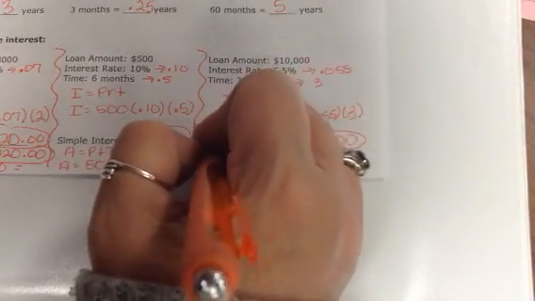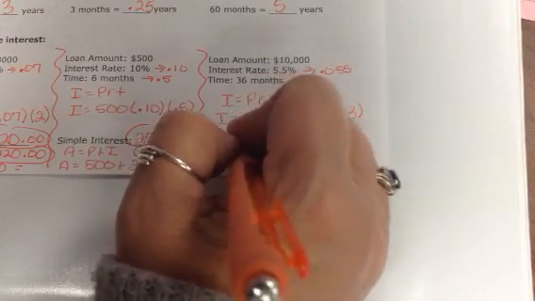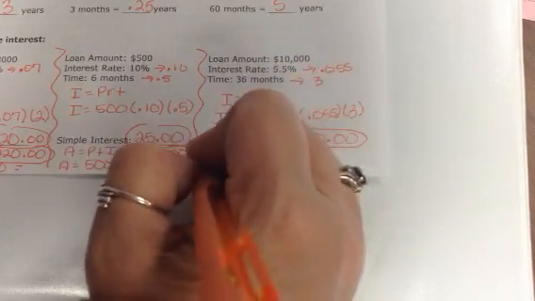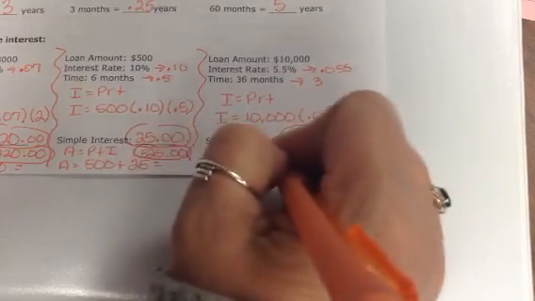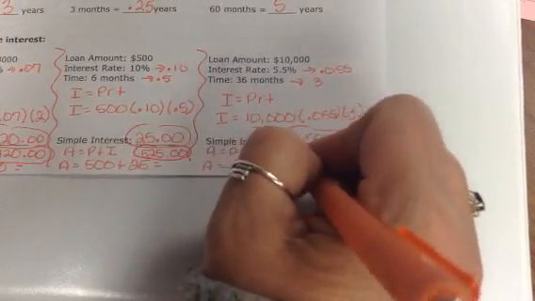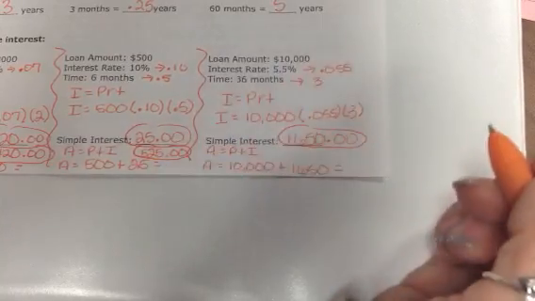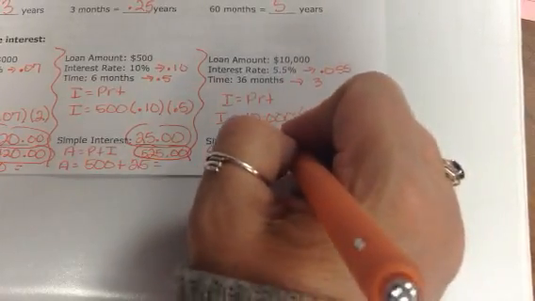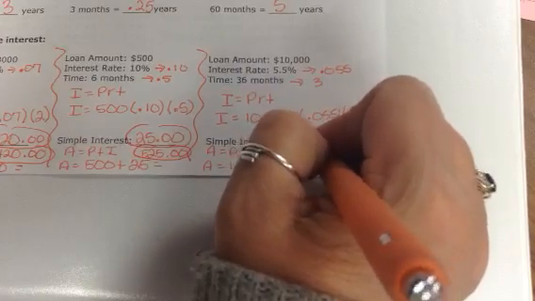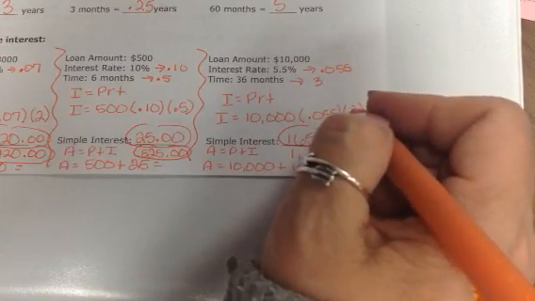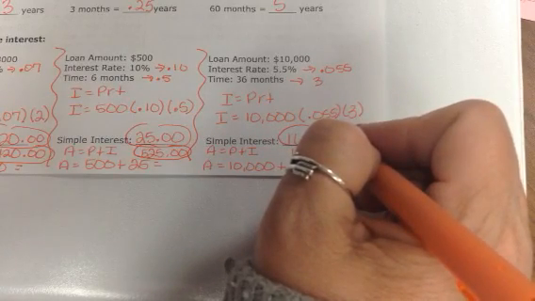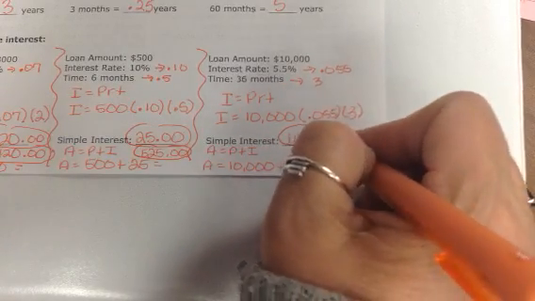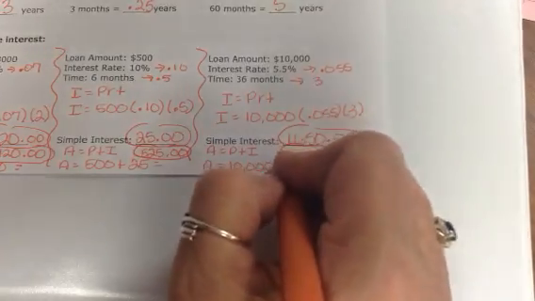So again, when I say A equals P plus I, I'm going to say A equals 10,000 plus 1,650, because that is my I. And that is going to leave me with $11,650.00, and that is my total.